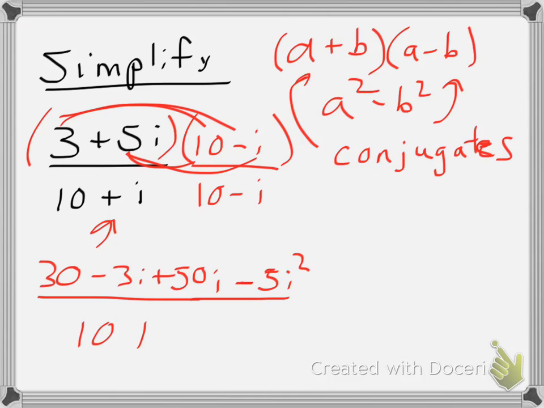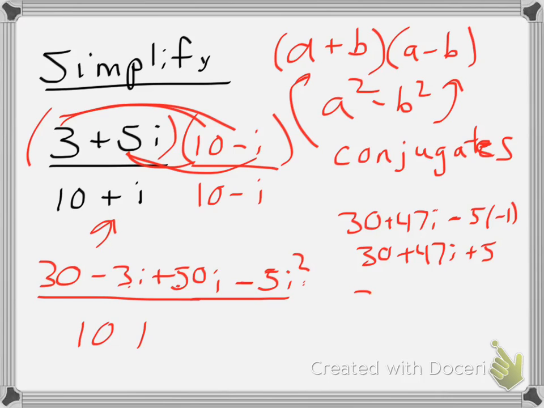Now it's a matter of combining like terms. Negative 3 and 50 give me a positive 47i. 30 is still 30. i squared is negative 1, so this becomes a negative 5 times negative 1. So 30 plus 47i plus 5 gives me 35 plus 47i over 101.